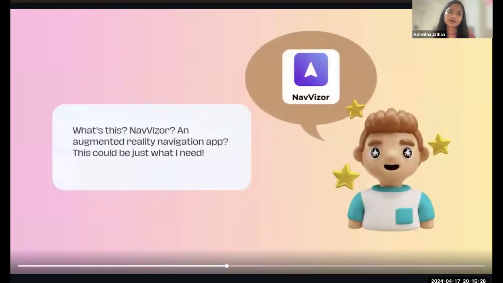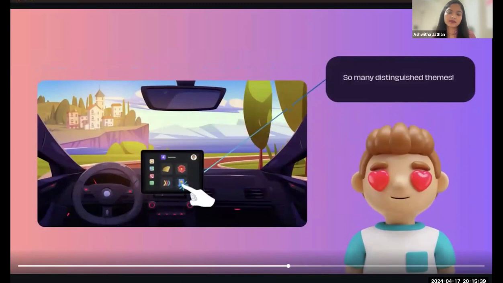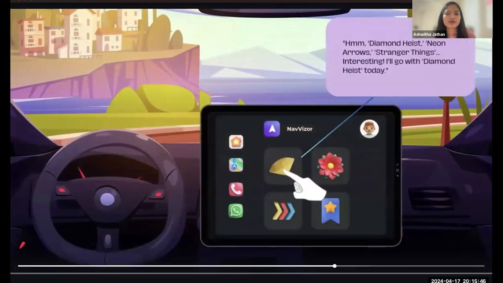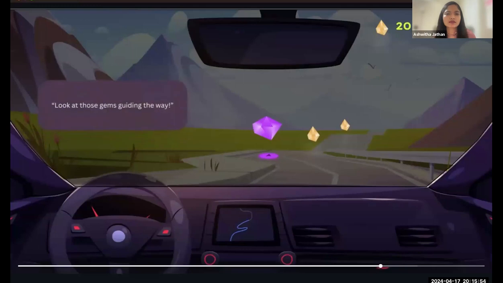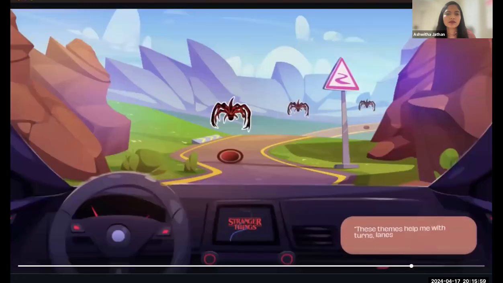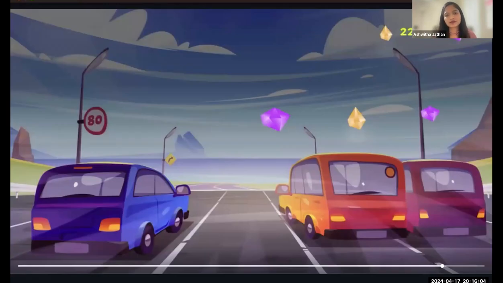That's when he discovers NavVizor, an augmented reality navigation app that promises a more immersive and accurate driving experience. With NavVizor, Sam can select from various themes, each offering a distinct visual and auditory experience tailored to his preferences. Sam browses through theme options on the NavVizor app, scrolling through choices like Diamond Heist, Neon Arrows, Stranger Things, and Utopia. He settles on Diamond Heist. With NavVizor, Sam feels more connected to the road, as the navigation prompts him with timely instructions for turns, lane changes, caution signs, and more, all presented in a visually stunning and intuitive manner.